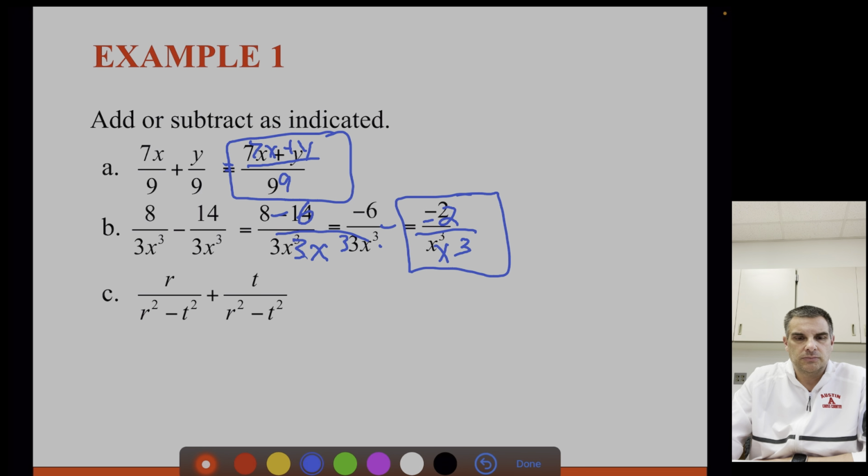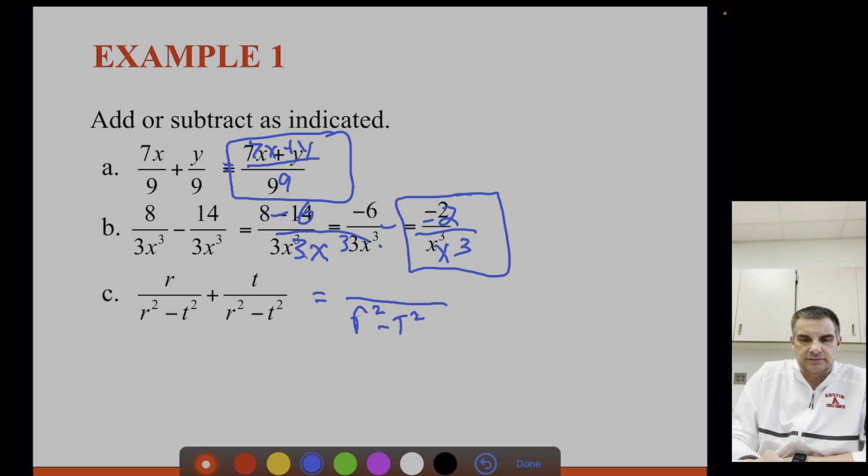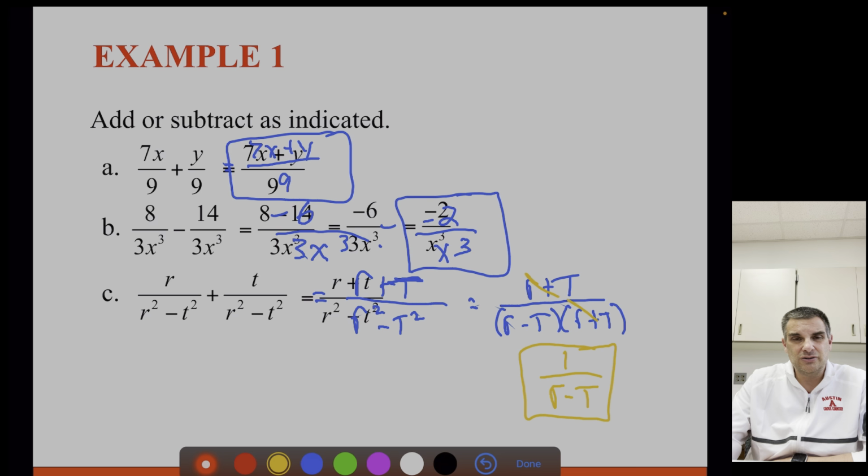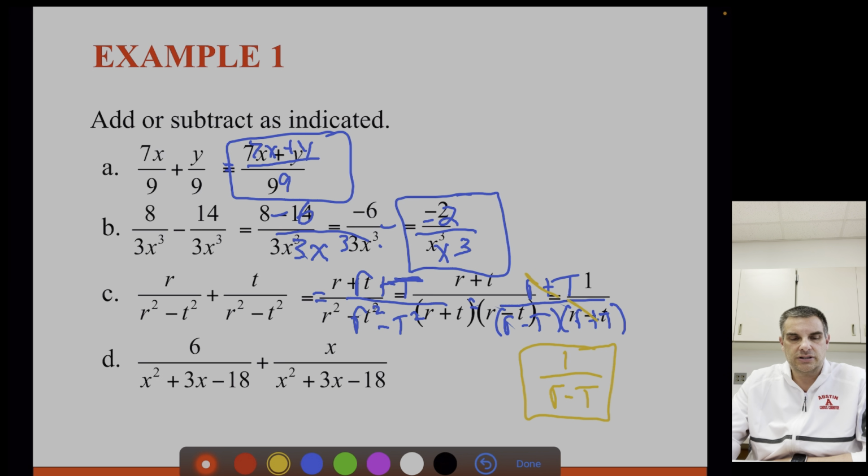Next one. Denominator is the same. So if the denominator is the same, leave it like that. R squared minus t squared. You're going to be a little bit tricky with this one, but so then you got r plus t on the top. Now you have to make sure it's reduced, and this one's a little tricky because r squared minus t squared is a difference of squares. So that's r minus t, r plus t. So you do have to look to see. So we've got r plus t in both the numerator and the denominator, so they cancel out. So you're left with 1 over r minus t as your solution. So you just got to be careful to make sure you reduce it and put it into its lowest terms.